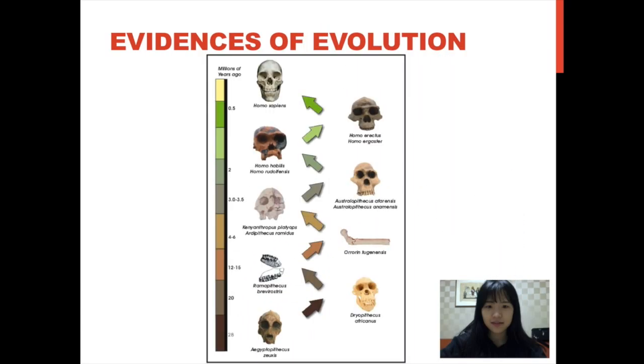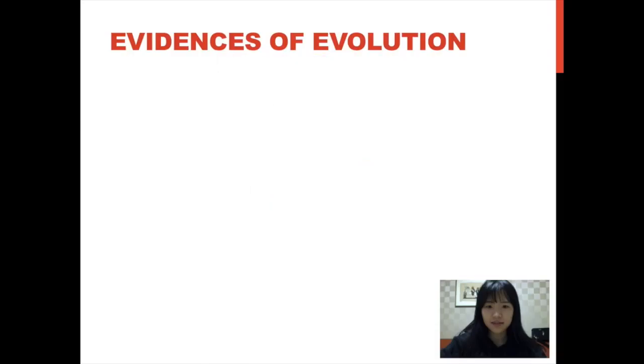The second evidence is the fossil record. The fossil record shows past organisms differed from present organisms, and it also shows that many species have gone extinct. Fossils also show the evolutionary changes that occurred over a long period of time.